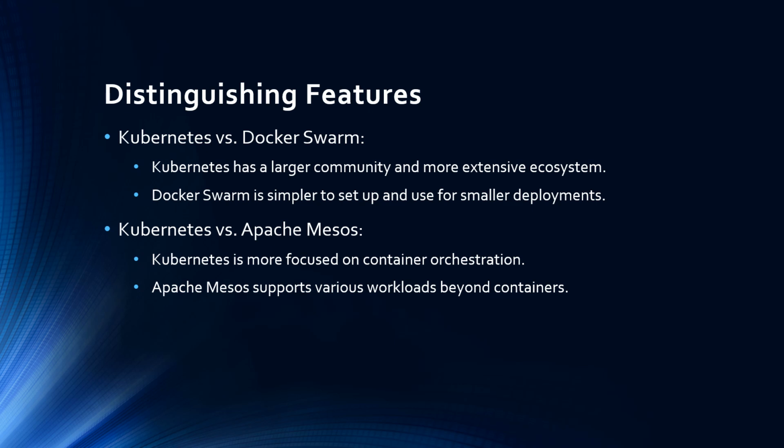The comparison between Kubernetes and Apache Mesos reveals different architectural philosophies. While Kubernetes is specifically designed for container orchestration, Mesos is a more general-purpose distributed systems kernel. Mesos can manage various types of workloads beyond containers, including big data frameworks like Hadoop and Spark.